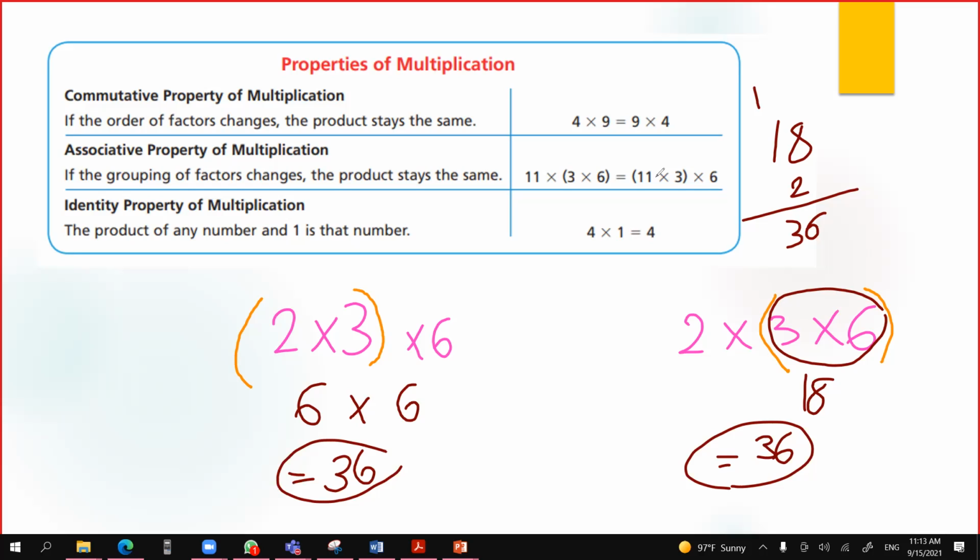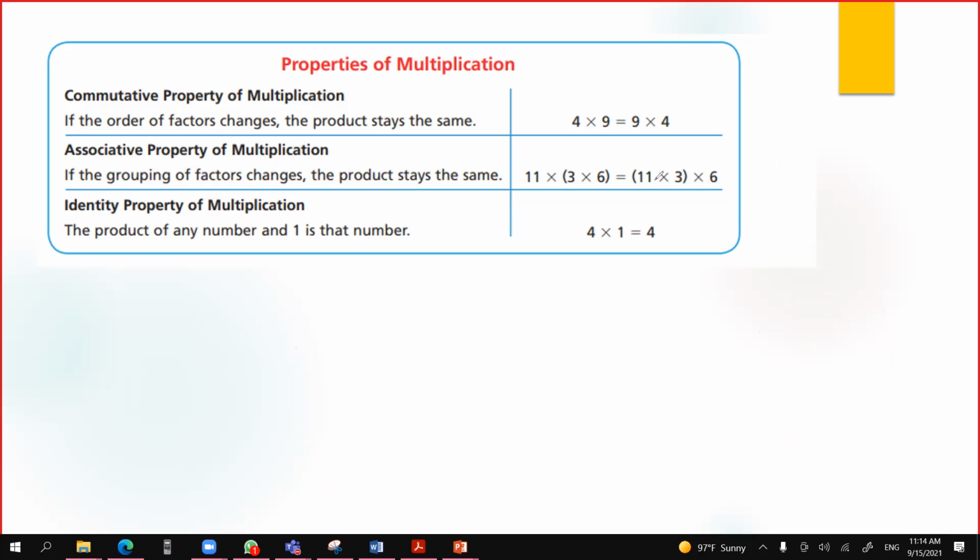Okay. Now, let's talk about the last one here. The identity property of addition is different than the identity property of multiplication. Because, now focus with me, think about a number that when you add it to 3, you get 3. What will the number be?